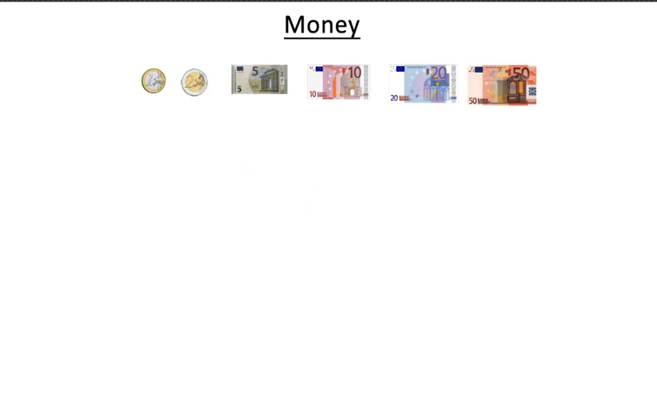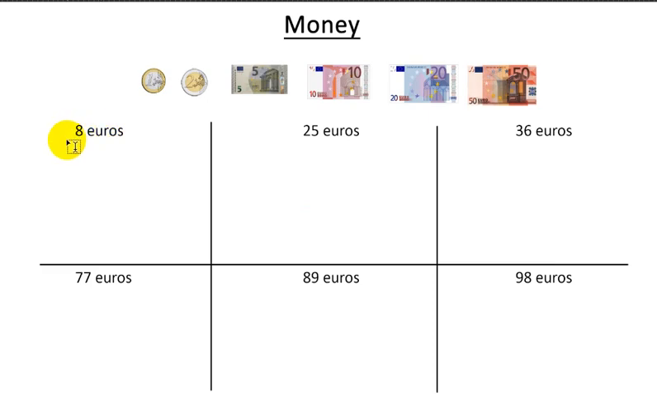We're going to start in exercise 1 by trying to make certain amounts of money, these amounts of money shown here. So we want to use the available euros that we have, and we want to make these amounts. So in the first case we want to make 8 euros, and I can use each of these as many times as I want, but we need to make exactly 8 euros here.